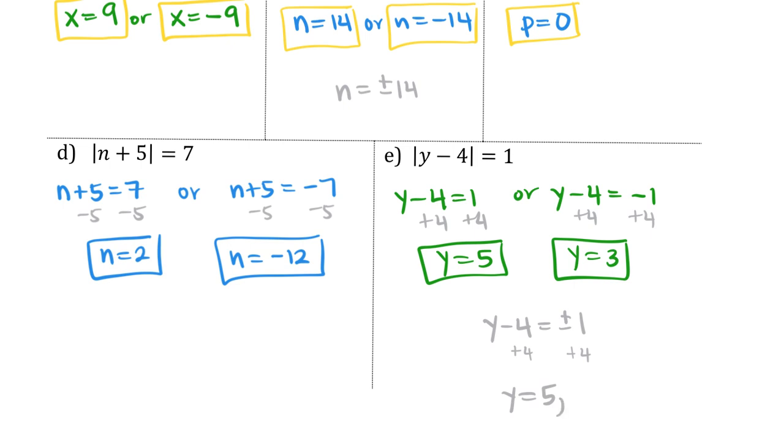Okay, for my second answer, I've already done the positive one. Now I do the negative 1. If I do negative 1 plus 4, I get 3. So I still get the answers 5 and 3, and this is a different way to show your work. So if you're comfortable, you can do this way. I'm going to do it this way for now.